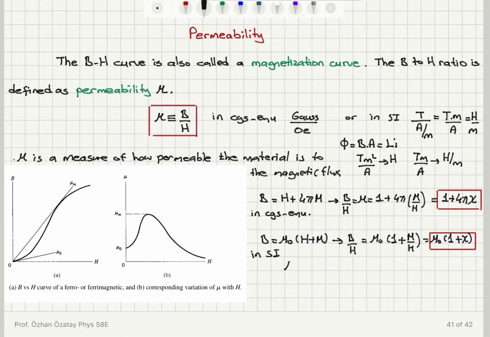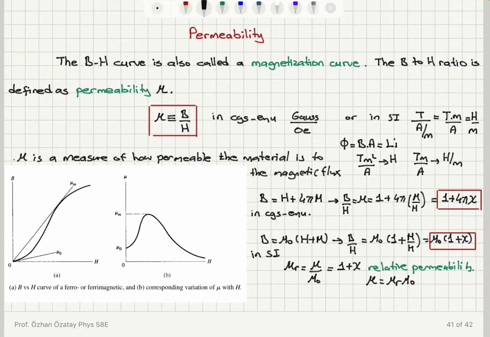Now, if you look at the ratio mu r, which is mu divided by mu 0 in SI, this is 1 plus chi. That is also known as relative permeability. So with that, permeability mu is relative permeability times mu 0.